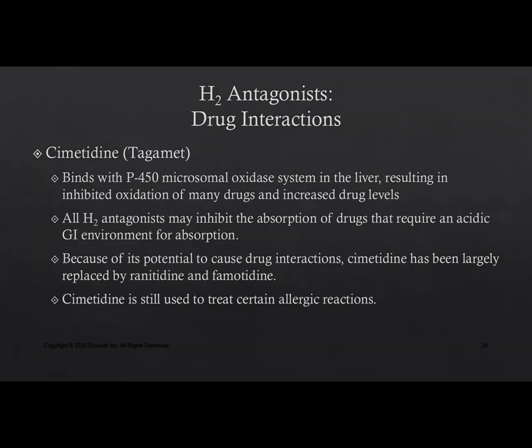So cimetidine binds with the P450 microsomal oxidase system in the liver, which results in inhibiting oxidation of many drugs and increased drug levels. All H2 antagonists may inhibit the absorption of drugs that require an acidic GI environment for absorption. Because of its potential to cause drug interactions, cimetidine has been largely replaced by ranitidine and famotidine. Cimetidine is still used to treat certain allergic reactions, though.